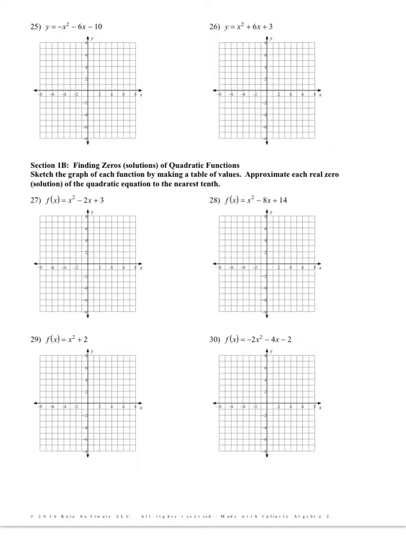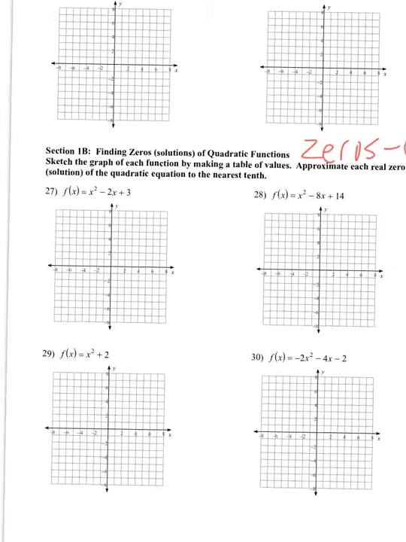Okay, so we're going to sketch the graph of each function by making a table of values and then approximate each real zero of the quadratic to the nearest tenth. The zero is going to be the solution. They are the x-intercepts. So if you think about it, we want to understand that zeros are where the graph crosses or intercepts the x-axis. So zeros mean x-intercepts. So let's look at 27.